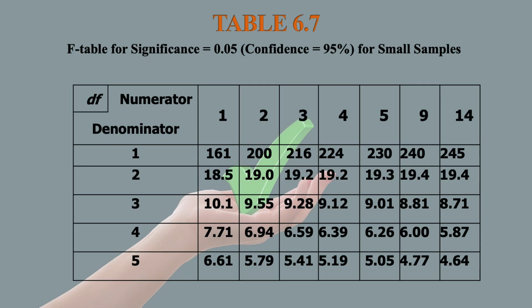Then we will compare with the F table also. In the F table, it gives the values which are acceptable. Then, comparison of Taguchi with Deming approach.